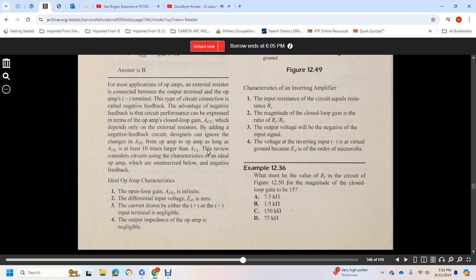The review considers circuits with the characteristics of an ideal operational amplifier with negative feedback, summarized below. Ideal op-amp characteristics: the open loop gain is infinite, with the differential input voltage equal to 0. The current drawn by either the plus or negative input terminal is negligible, and the output impedance of the operational amplifier is negligible.